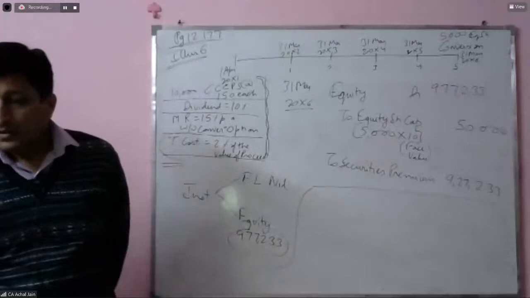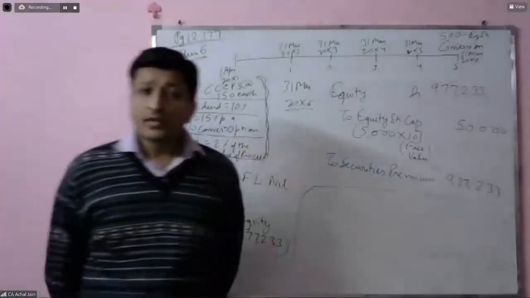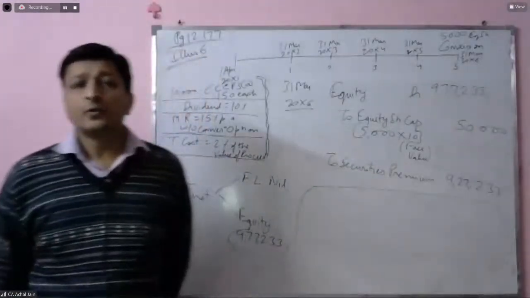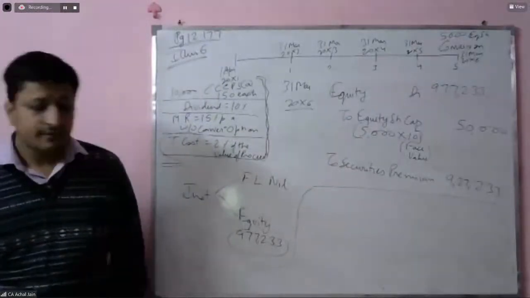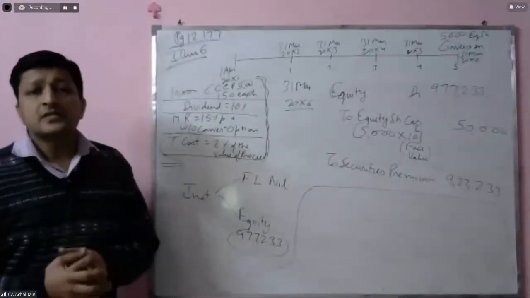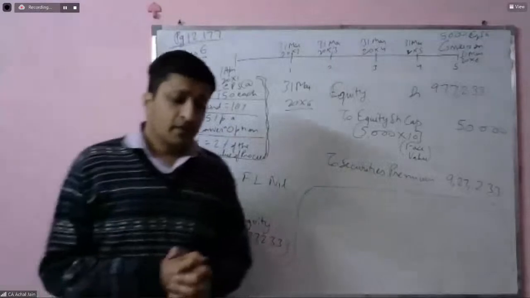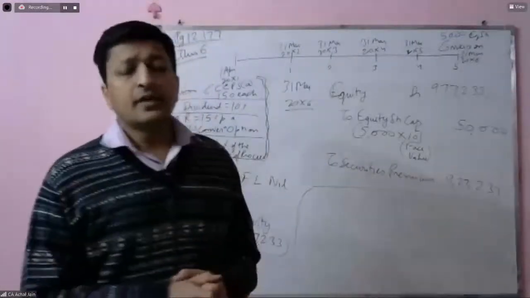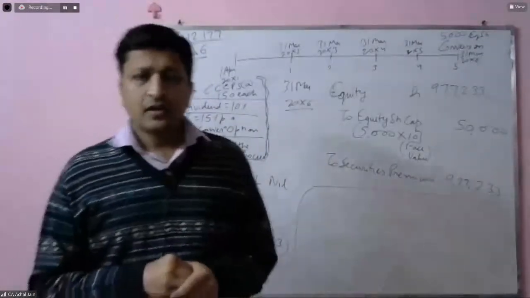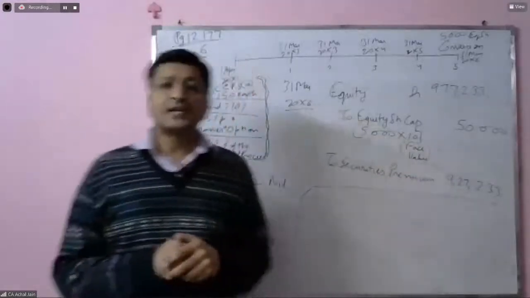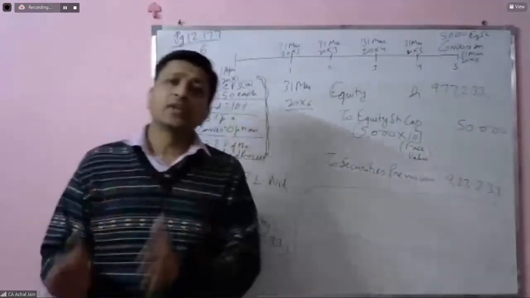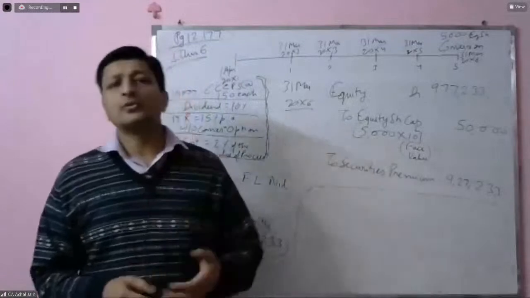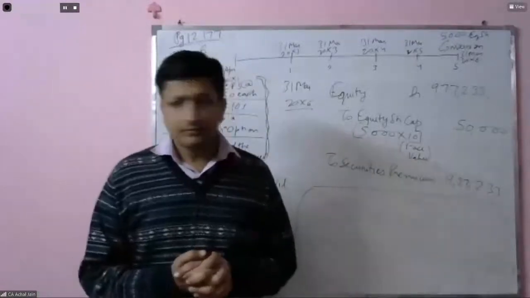Ambika is asking, sir, separate entry of transaction cost is not required. We need to pass financial liability. Yes. You don't pass a separate accounting entry. Whenever you record financial liability at the time of initial recognition, this will always be net of the transaction cost. That is how you present.